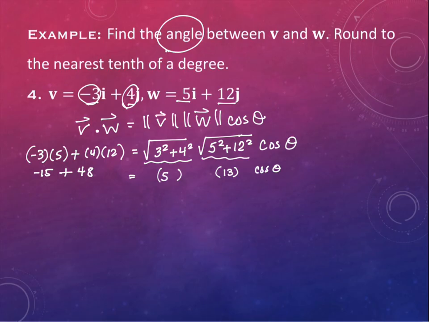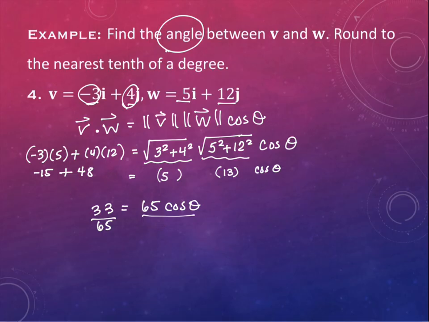We'll add the pieces together on the left, we'll multiply the pieces together on the right. So -15 and +48 is what? 33. Mm-hmm. And then if I have 5 times 13, what do I have? 65. 65. Okay, now this point, what do we do? We will divide by 65.